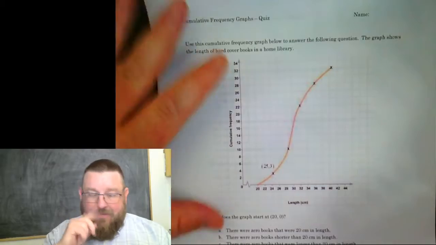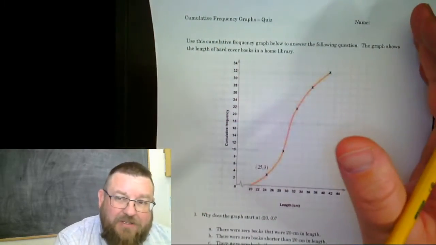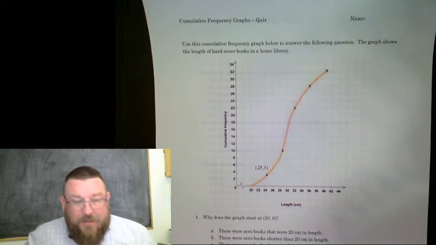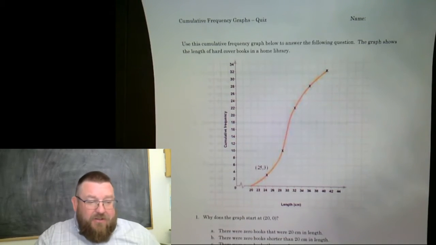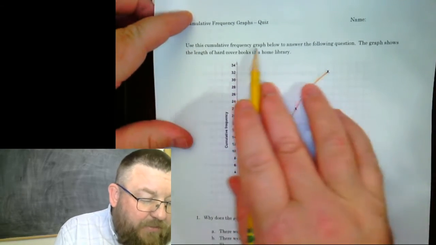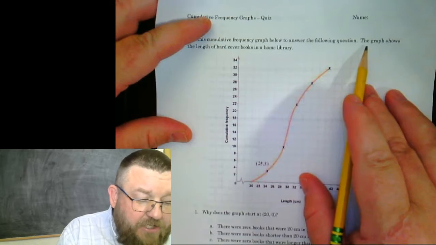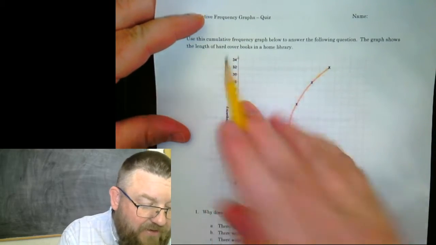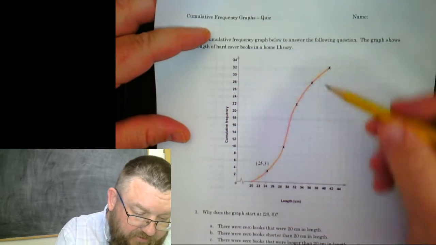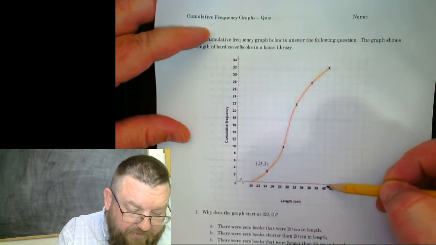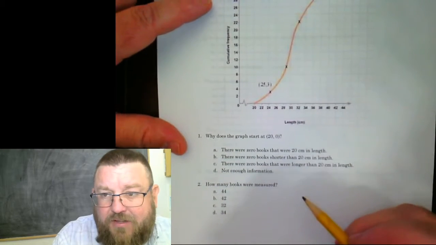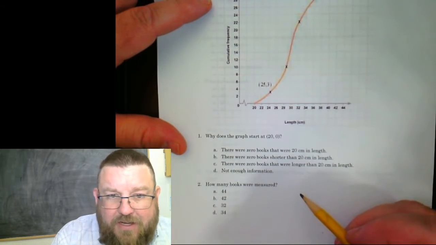All right, so what we've got is a graph right here. Make sure you read the instructions, even if you turn out to be right in your assumption. The instructions are telling you what to do, so don't assume it, because that's where a lot of mistakes come in. So first of all, use the cumulative frequency graph below to answer the following questions. The graph shows the length of hardcover books in a home library. So it looks like we go from 20 to around 41, maybe just a little more than 40, 32 total books.